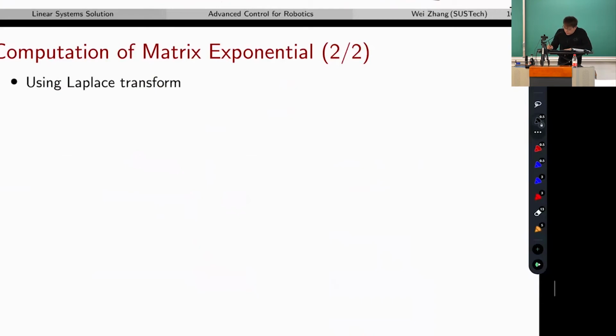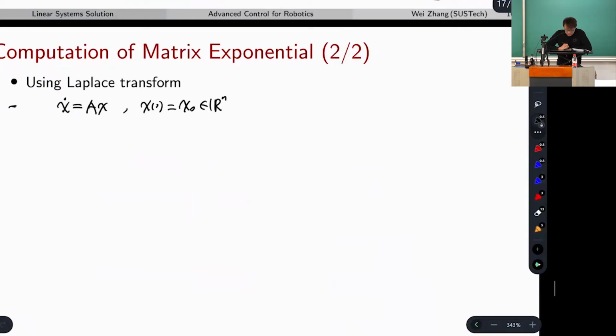All right, the last approach I want to mention is the Laplace transform. I'm not sure whether you still remember. Let's say this is our differential equation, x dot equals A x, with the initial state, let's call it x0, belonging to R^n. Laplace transform is from your undergraduate signals and systems class.